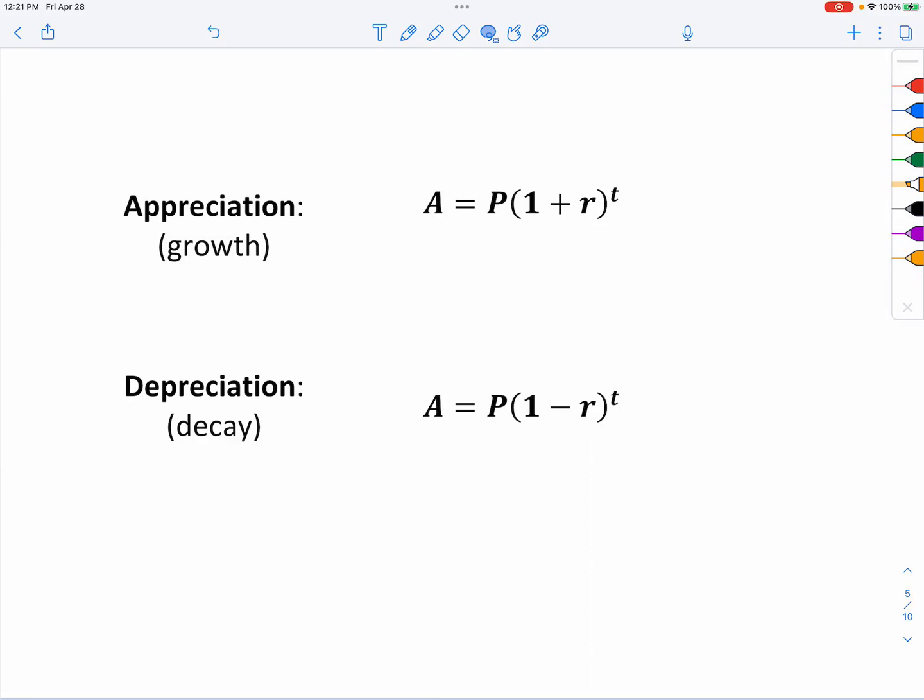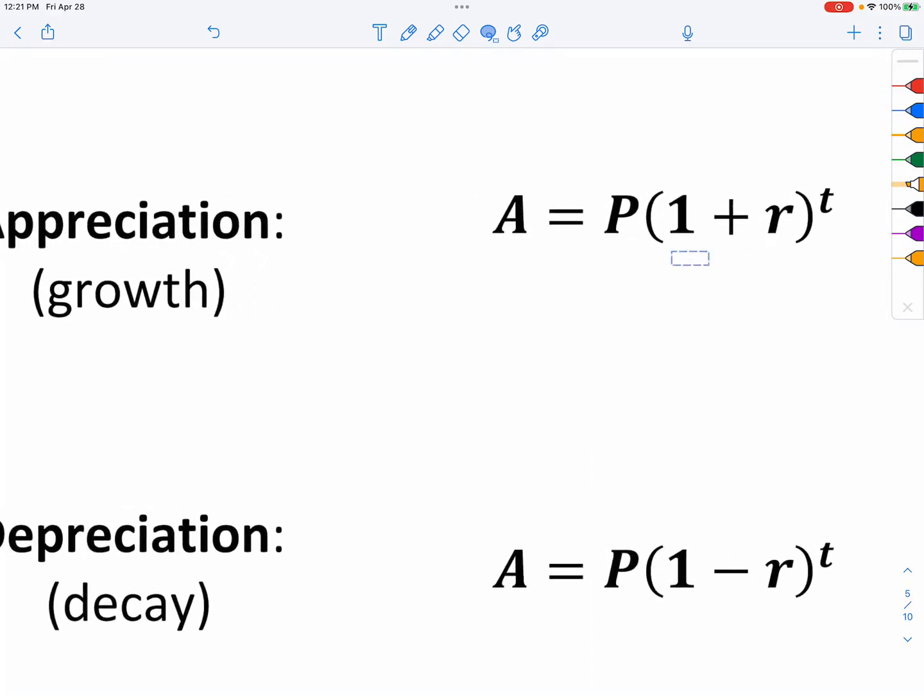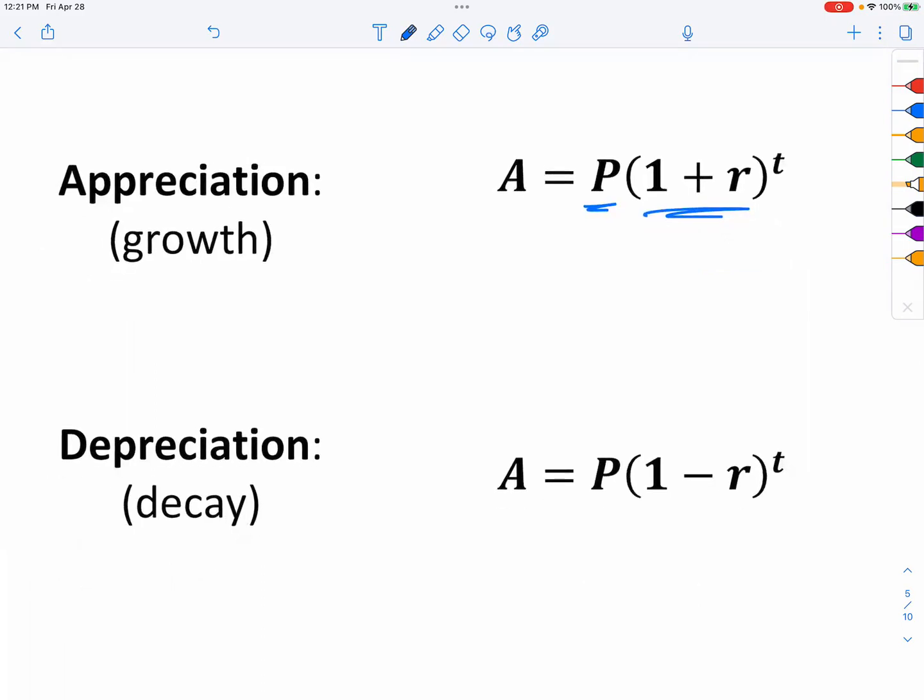So if we are growing some value of certain assets, then we have to multiply the principal or the original amount by a number that's bigger than 1. If something is depreciating or losing value, then we will multiply by a number that's less than 1. Okay, we'll see some examples today.